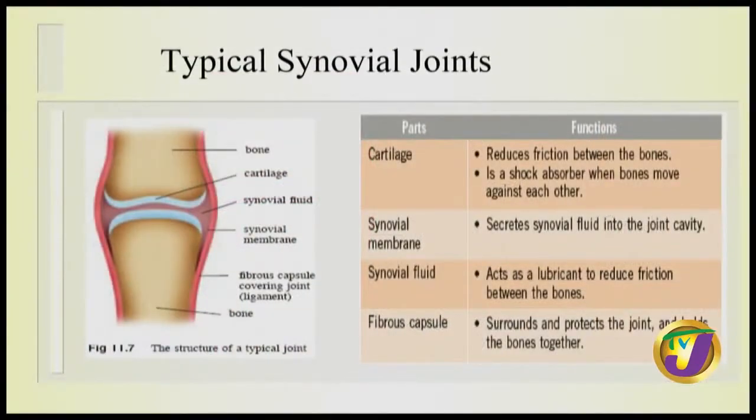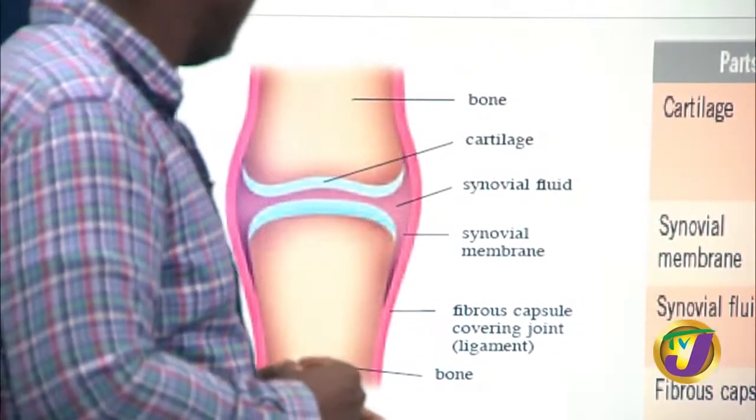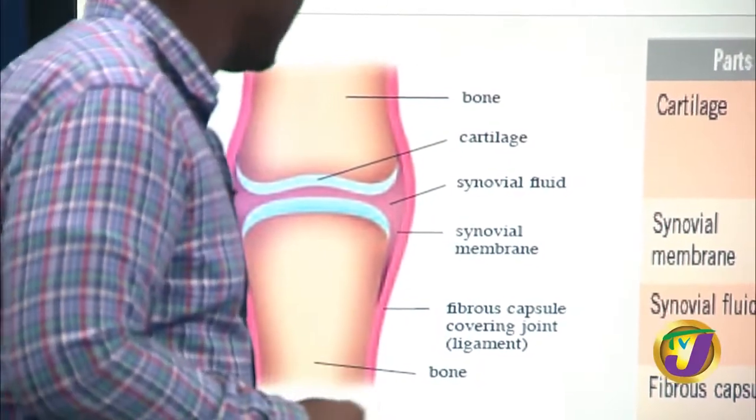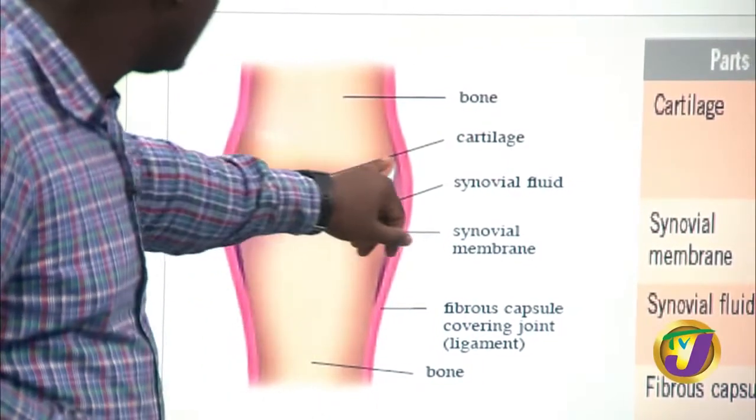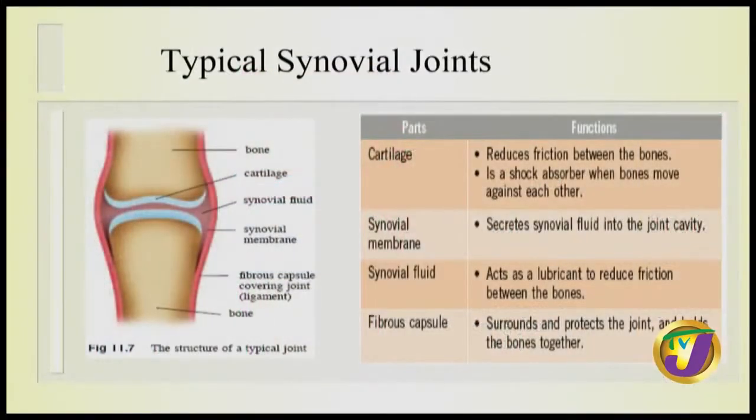And then one bone is connected to the other bone at the joint by ligaments. So ligaments attach bone to bone. Right? And then you have a synovial membrane, which secretes the synovial fluid. So this you need to know, be able to label and draw on an exam paper.